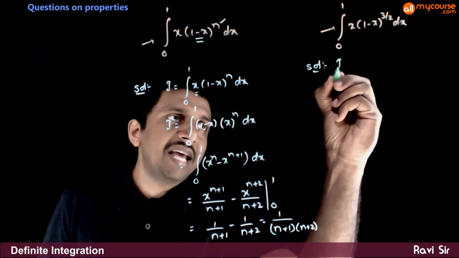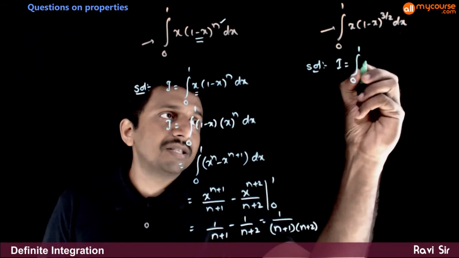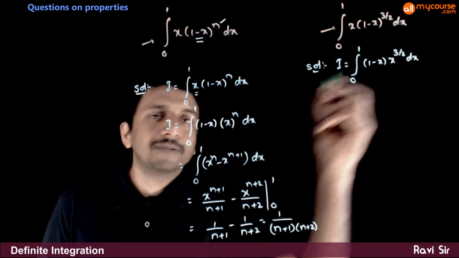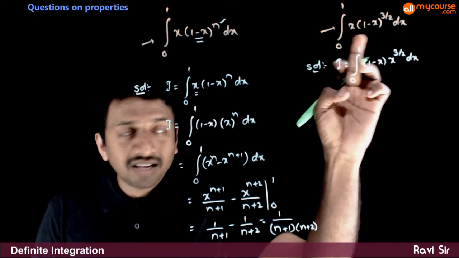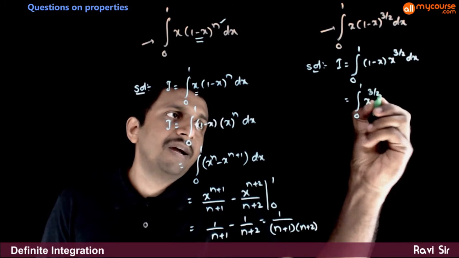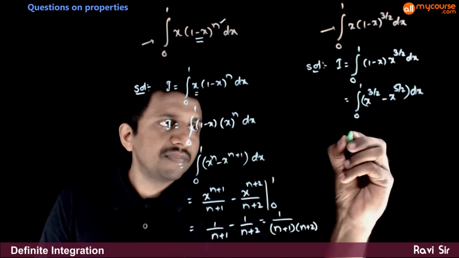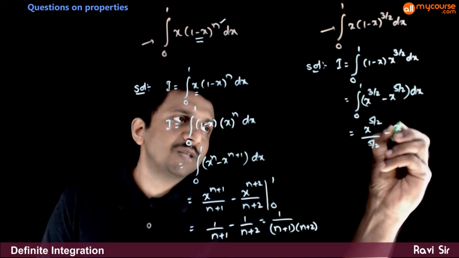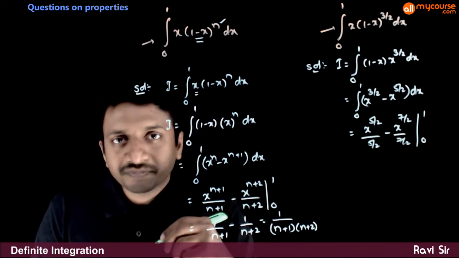So a better way is I is equal to 0 to 1. If you put 1 minus x in the place of x, you get 1 minus x times x power 3 by 2 dx. This is also equal to this. So instead of finding this integral, I'll find this integral. This is equal to integration from 0 to 1 x power 3 by 2 minus x power 5 by 2 dx. That is equal to x power 5 by 2 by 5 by 2 minus x power 7 by 2 by 7 by 2 from 0 to 1.